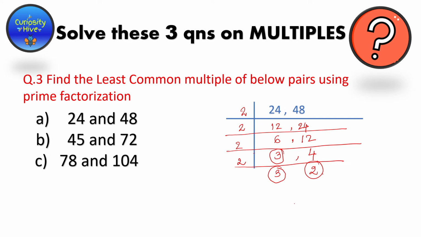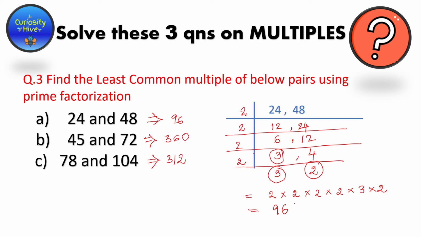So now I've got all the prime numbers. So the LCM for 24 and 48 is the product of all of these prime numbers that I have found using the successive division method. And this is equal to 96. So your answer for the first one is 96. Similarly, the next answer, that is for 45 and 72, the LCM is 360. And for 78 and 104, the LCM is 312.